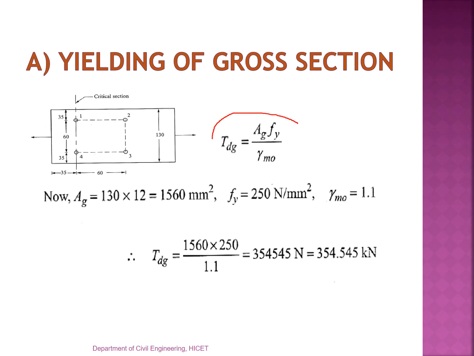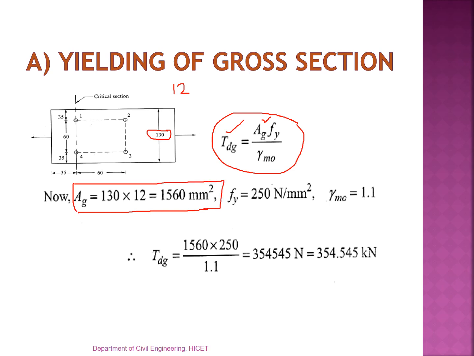As per IS 800-2007, clause 6.2, the yielding of gross section is Tdg equal to Ag Fy divided by gamma m0, where Ag is the gross sectional area, Fy is the yield tensile stress of steel, and gamma m0 is the partial safety factor. Ag is the gross sectional area, that is the total area of your plate. We already have the dimensions of the plate. The breadth of the plate is 130 mm. The thickness of the plate is 12 mm as per our question.